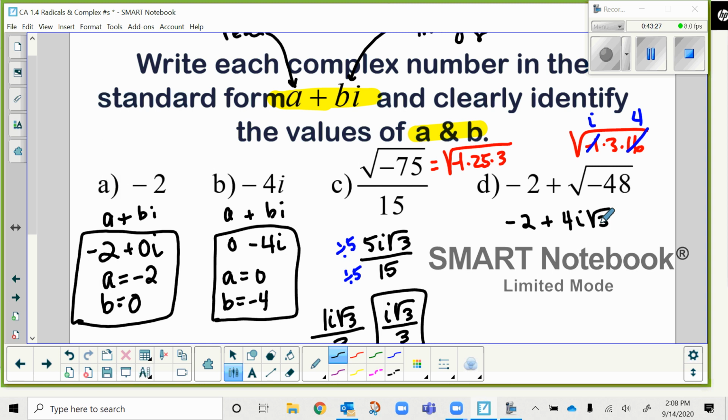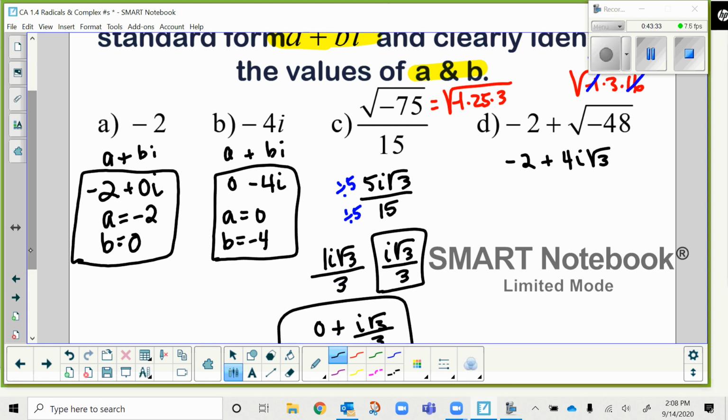There's an a part, and there's a b part. The a part is the -2. So here's a plus bi. The a lines up with the -2, so a is -2. And b is whatever you're multiplying the i by, which is 4 on the outside and 3 inside the radical.